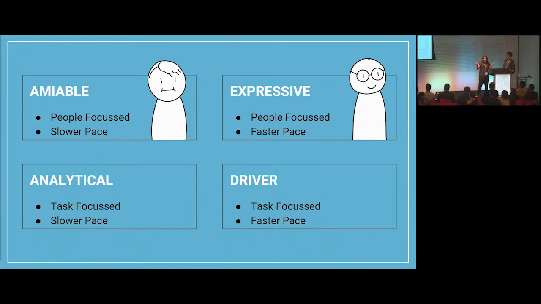An example of an expressive person: they like building connections, like being enthusiastic, friendly, that's really important to them. They like being flexible and spontaneous and doing things on the go, but that can also annoy people because maybe they're impulsive and they take risks.